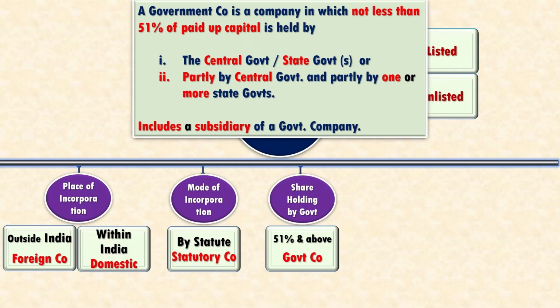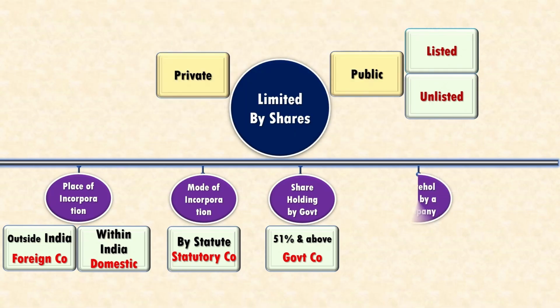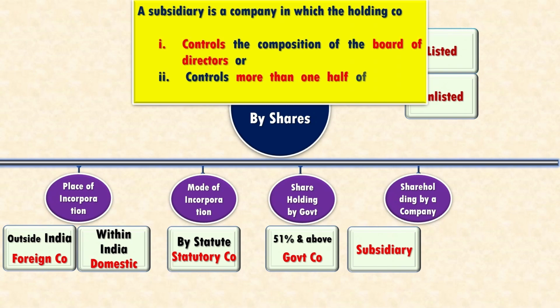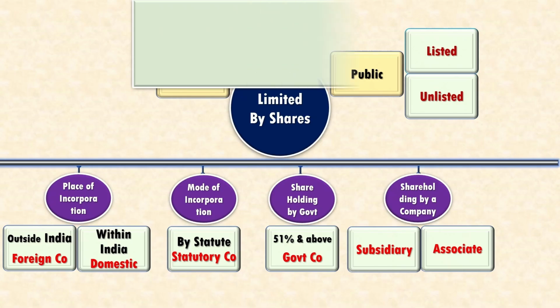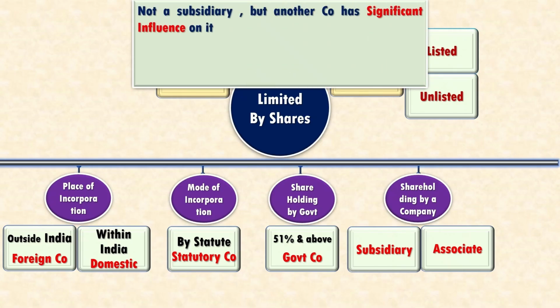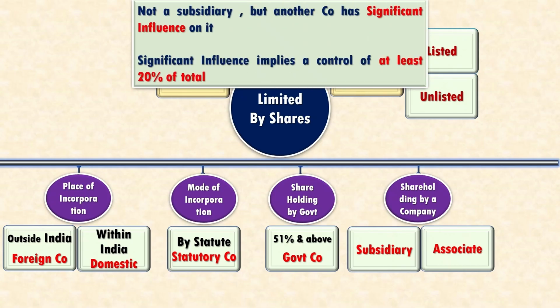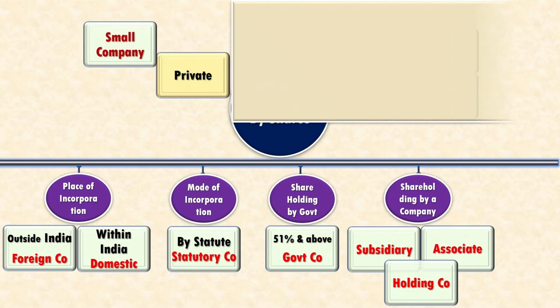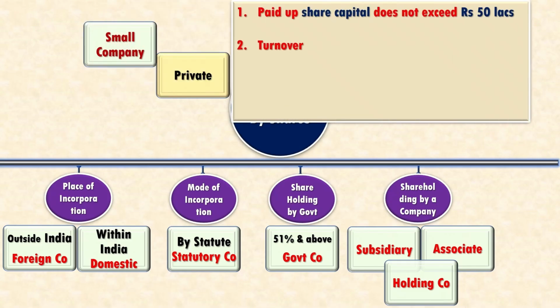In a company limited by shares, the board of directors might be controlled by another company, or 51% of the voting power might be held by another company. In such a case, the company is known as a subsidiary company. In a company where the control is less than 50% but more than 20% of the voting power, it is a case of significant influence exerted, and such companies are known as associate companies. In both cases, the company which holds the control is known as a holding company.